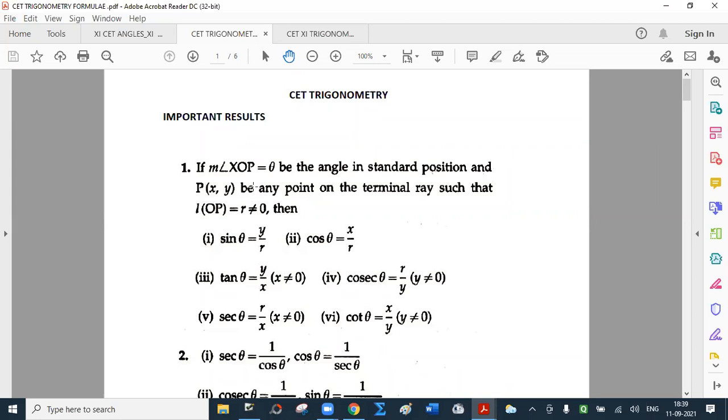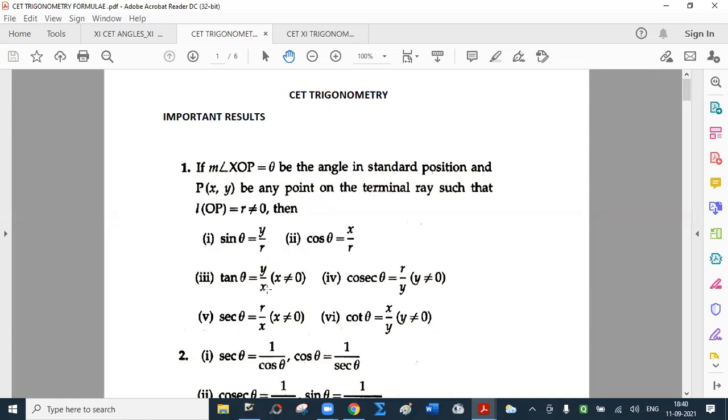You may say that standard unit circle is considered. What do you mean by unit circle? Circle whose radius is 1. So in that case, r will be 1. So you have to remember that sine theta is y and cos theta is x. So what is tan theta?